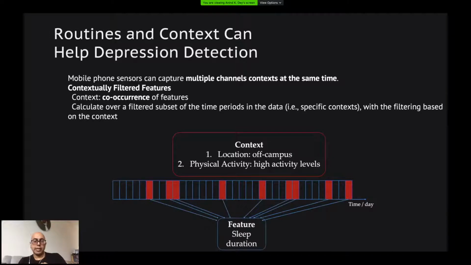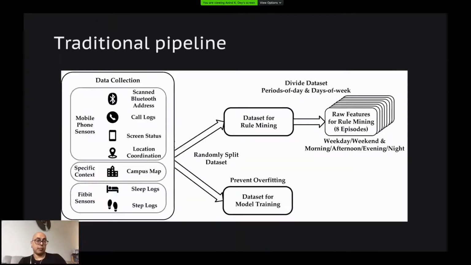So here we're looking at sleep duration, but we found that sleep duration might only really be valuable on a day when you've had high activity levels and you spent a significant amount of time off campus. That's when sleep duration is a really important feature. So by using these more specific features, we can home in better on the signals that are most relevant to the outcome that we care about.